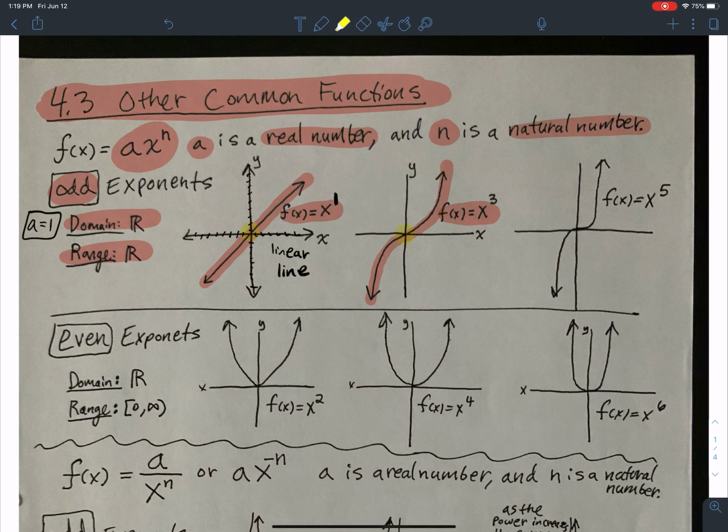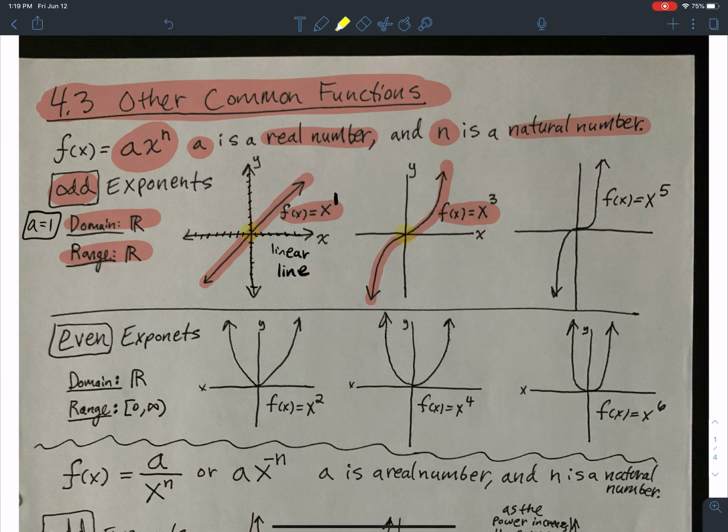Odd is opposite. So the opposite here, if one side is going up to plus infinity, that means the other side is going down to negative infinity, just like this. Okay? Now, why do we have this asymptote looking thing? Well, this is raised to the 1 power here.